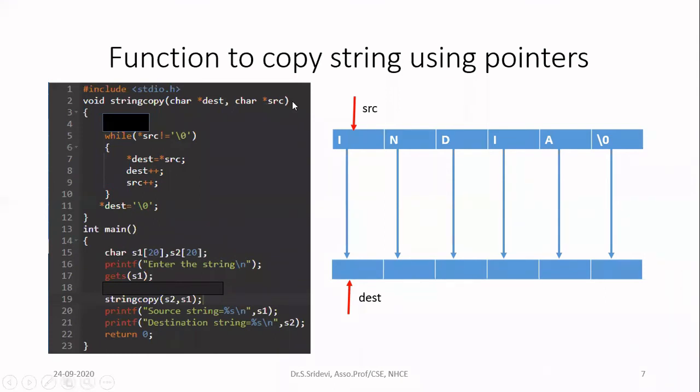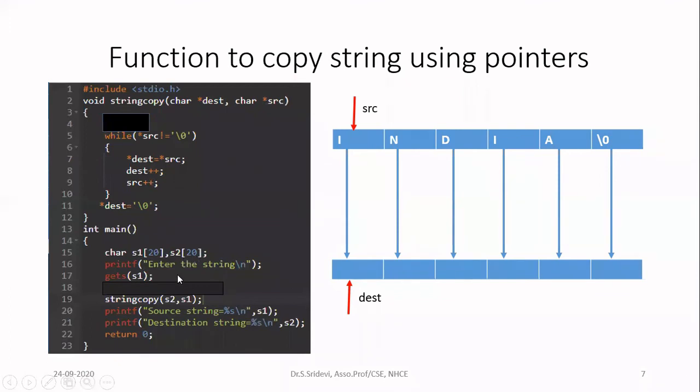So how to implement this function? Since you are copying one string to another string, you need two strings. So I have to declare two character arrays. I am declaring character S1 of 20 and S2 of 20. In S1 of 20, I'll store the source string, and in S2 of 20, I will store the destination string. Source string is where your data is available. Destination is where you want to copy the data. So S1 is the source string and S2 is the destination string. Declare both of the same size because you are going to copy from one to the other.